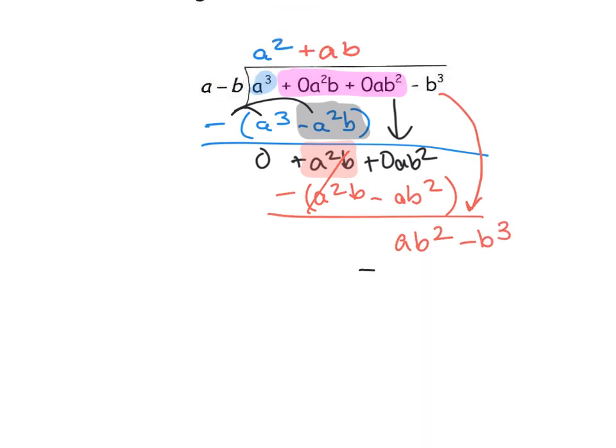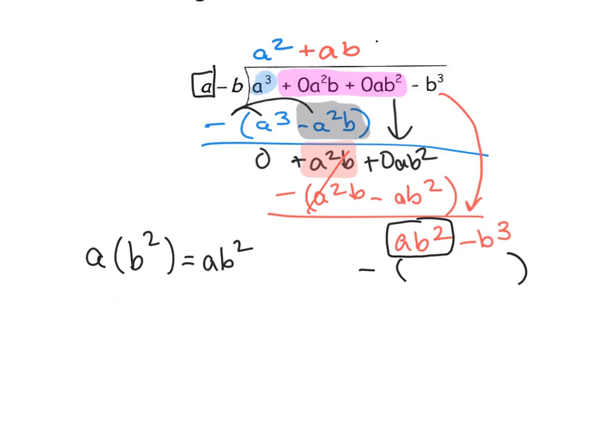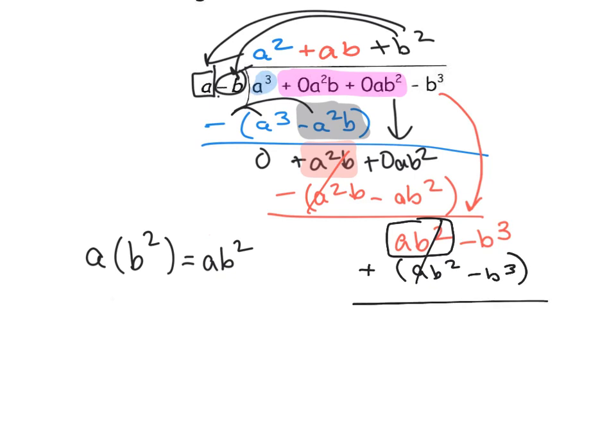Now lastly, we want to see a times what gets me to ab squared? Well, I'm just missing a b squared, so we have plus b squared. And we're going to distribute it back. So a times b squared is ab squared. That was the whole point, we want these to cancel. And then b squared times negative b is negative b cubed. This becomes plus, plus. And there is our final answer.